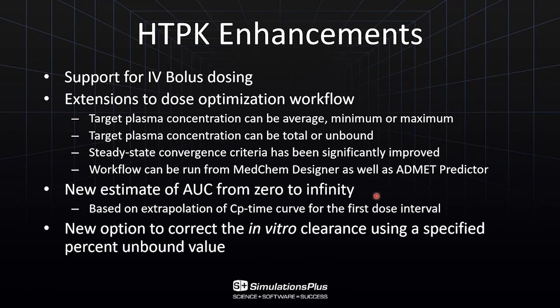Similar to GastroPlus, Predictor now provides an estimate of the AUC from 0 to infinity. That's calculated by extrapolating the Cp-time curve for the first dose interval. I'll talk a bit more about this later. We've added an option to correct the in vitro clearance using a specified % unbound value. Previously, you had just two options, either no correction or an automatic correction using either fu-mic for microsomes or the Austin equation for hepatocytes.